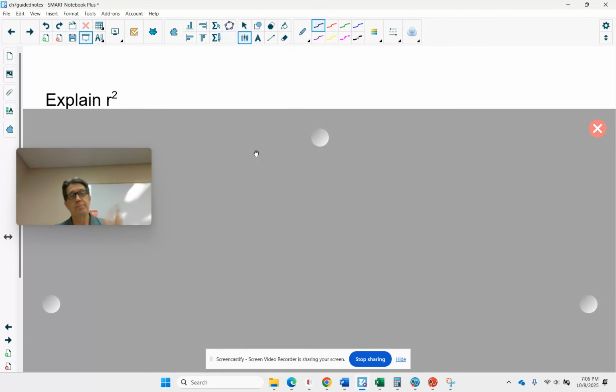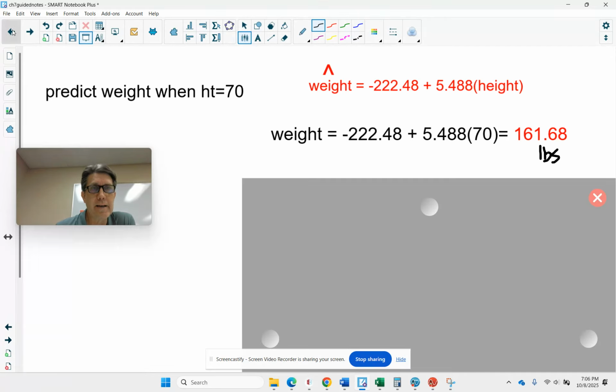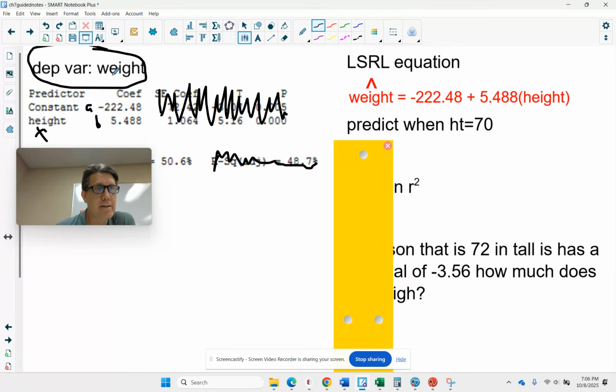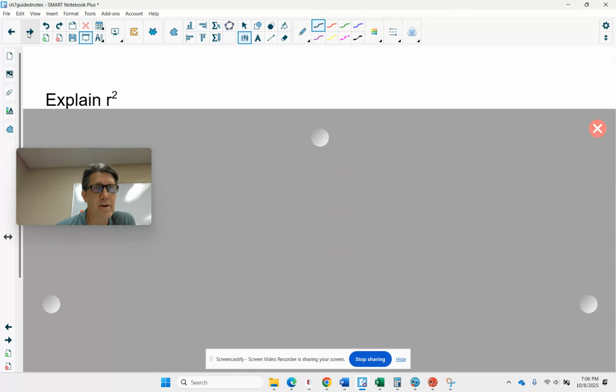Explain R squared. So, again, pause the video, practice R squared. If you can't do this on the test, you're going to be in trouble. You're going to miss a couple points on the test. Don't want that to happen. And you can go back to your notes where it says, what's R squared? It's the percent of the variation in Y explained by X. So our Y is weight, height is the X variable.